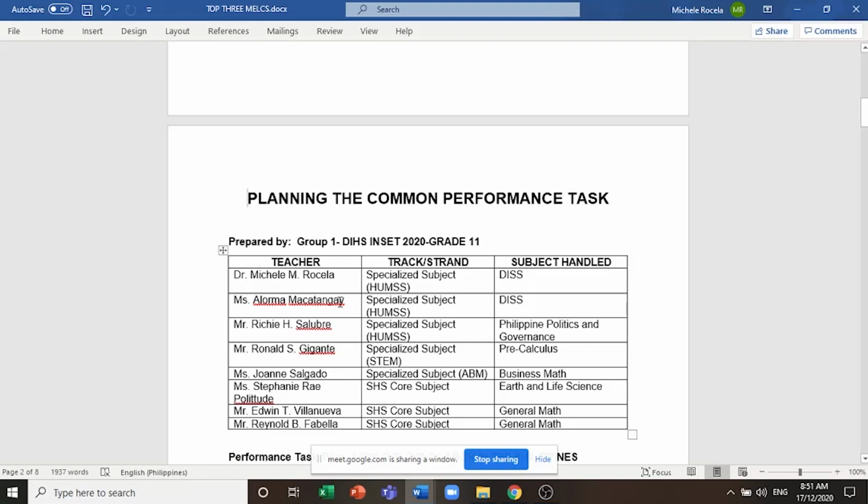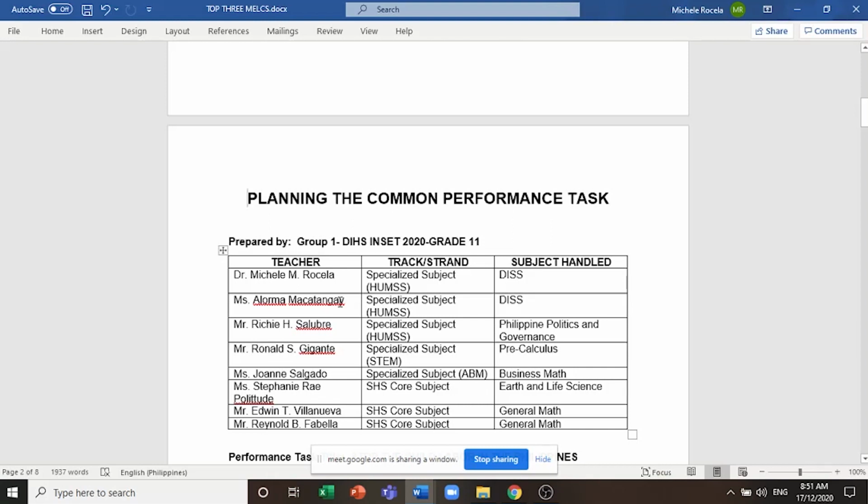For Miss Politude, I don't know if I pronounced that surname correctly. For Miss Politude, it's an SHS core subject. This subject naman is Earth and Life Science. For Mr. Villanueva and Mr. Fabella, these are all senior high school core subjects, and this is general math.